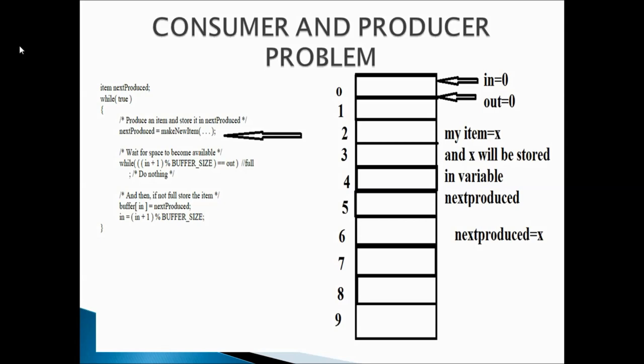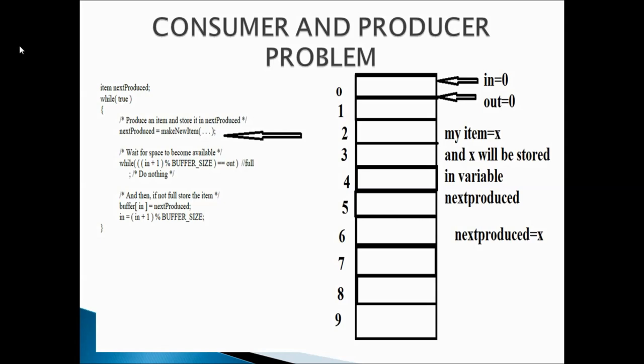This is very important, understood, guys? I am going to create an item X and store it in a variable called next produced. This is the initial step. First I have to produce my item. I produced the item X and I have to store it in which variable? Next produced. So my item is produced and saved in a variable called next produced.